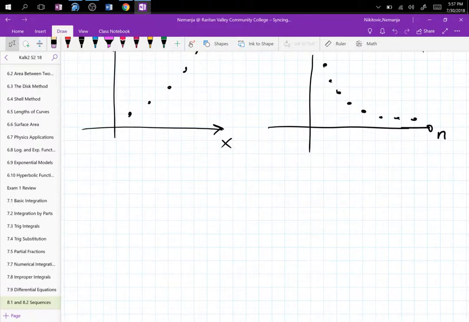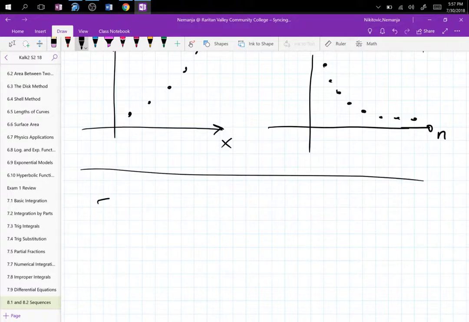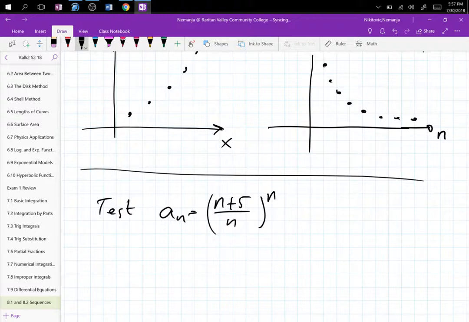All right, so let's see. Test a_n equals (n plus 5) over n raised to the n. Go. No, I mean go.